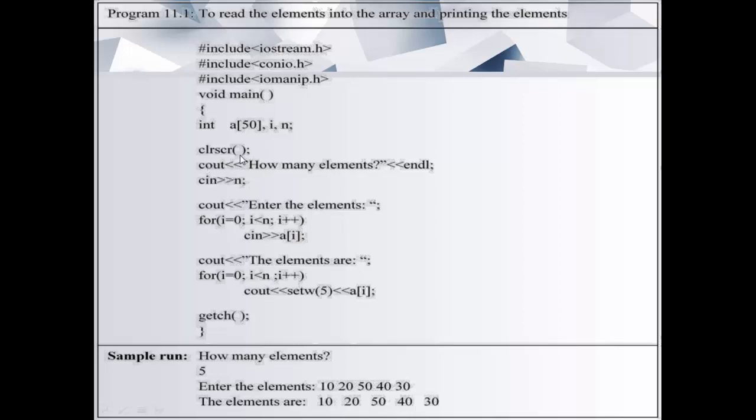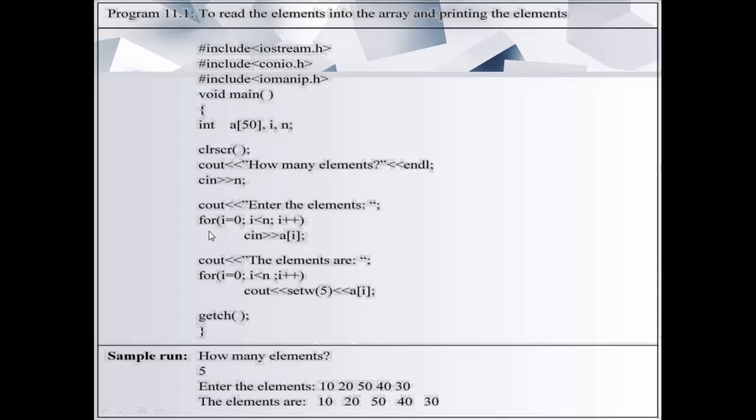So next, clear screen, see out how many elements. It is asking the user how many elements they want for the array. So I'm taking the array size as n. I'm taking the array size as 5, so n becomes 5 here. Then cout "enter the elements", so it will be printed as it is.